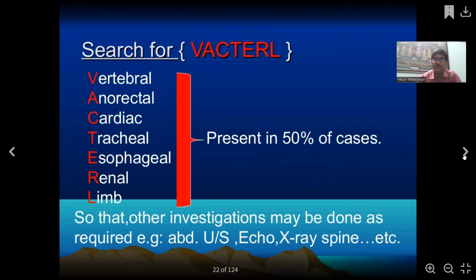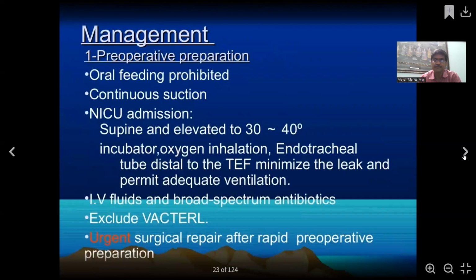So other investigations may also be done. For example, you have to do an X-ray and you have to do an echo, because echo prognostication is very important. If there are cardiac anomalies, you have to tell the patient relatives accordingly.